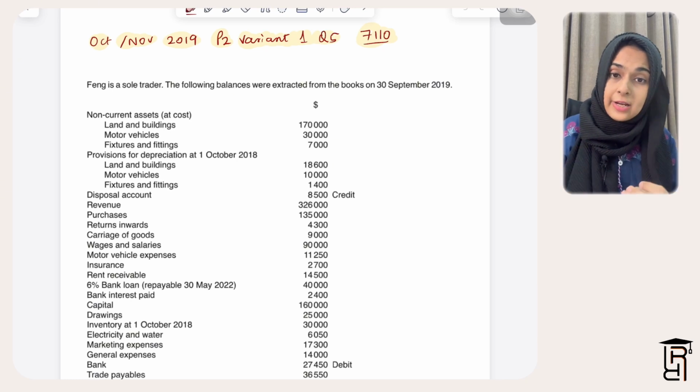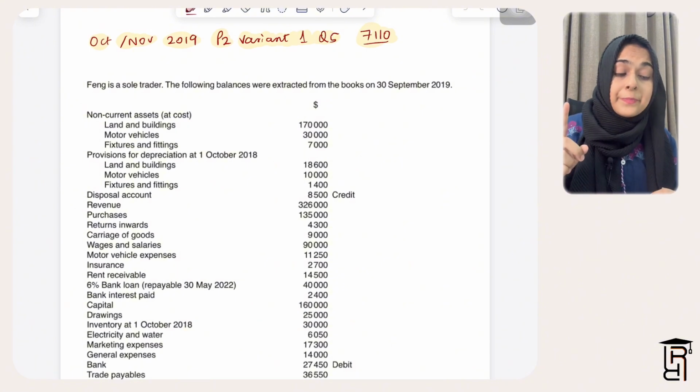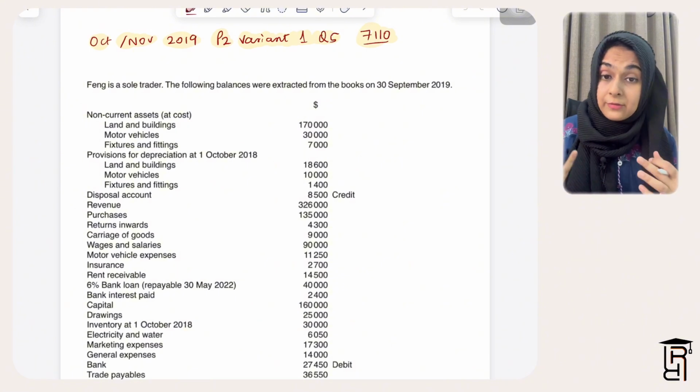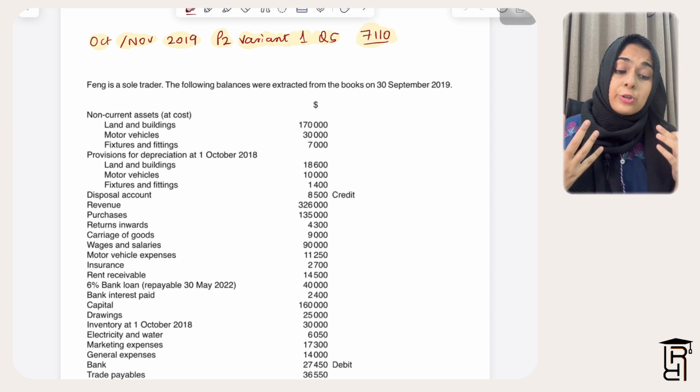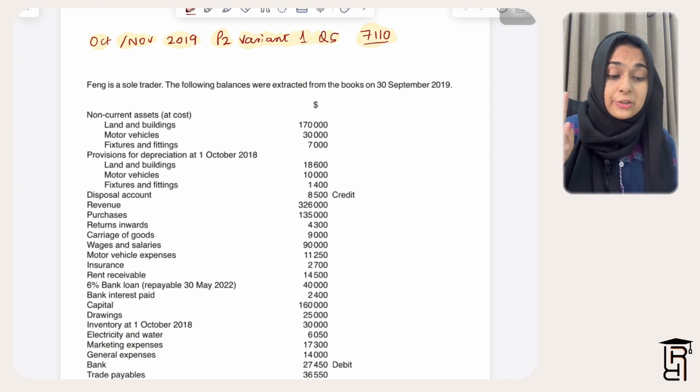You should be very, very good at the format of the statement of financial position as well, because they can still ask you to make an extract from a statement of financial position. So you should be very much aware of all the sections of the statement of financial position.